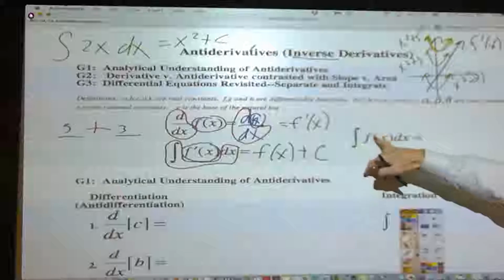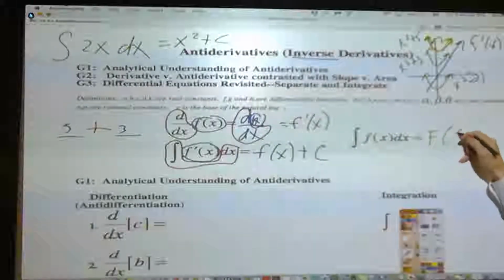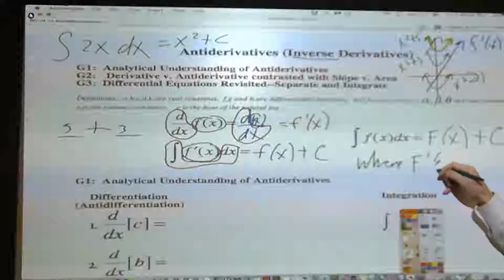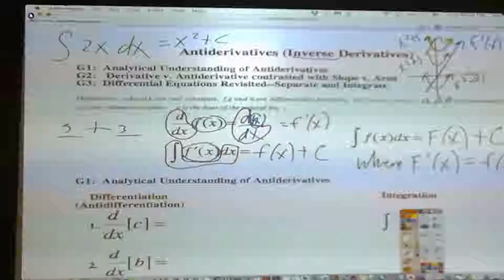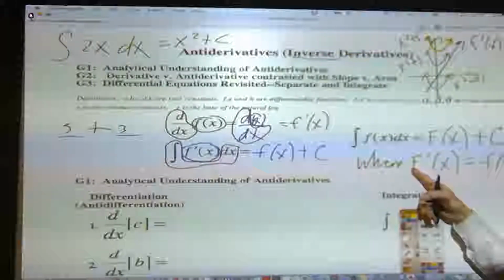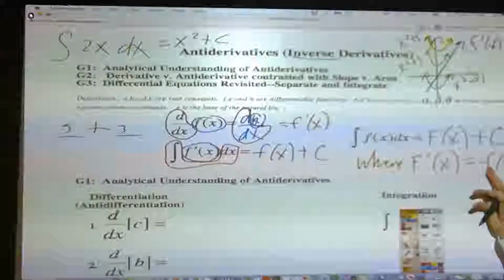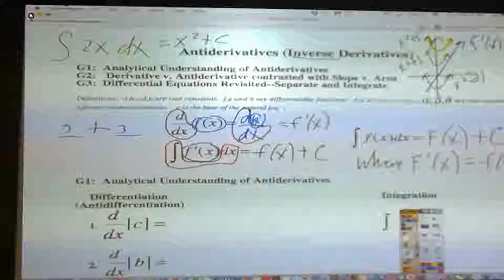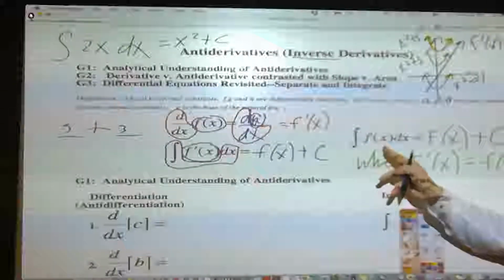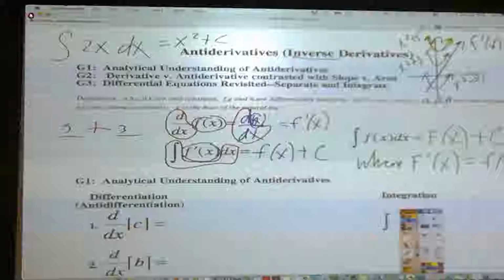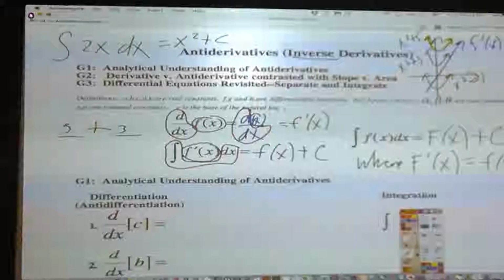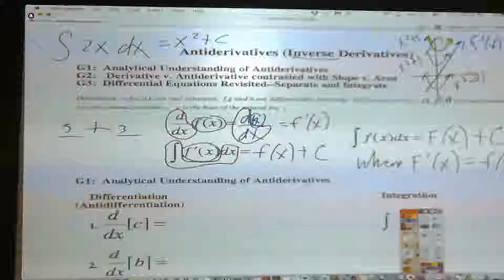By the way, what if there's no prime? Well, then we write a capital F of x plus a constant of integration, where capital F prime of x, see, capital F means antiderivative, so it's capital F derivative of the antiderivative. They wipe each other out and take us back to the original F of x. So, if there's no prime on the original function, that's okay. We can find the antiderivative of f of x with respect to x. It's just capital F of x plus a constant, where capital F prime is lowercase f. Any questions on the notation that we'll be using here?